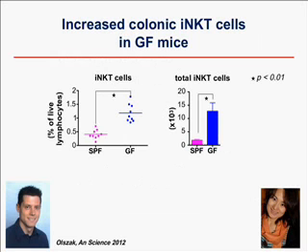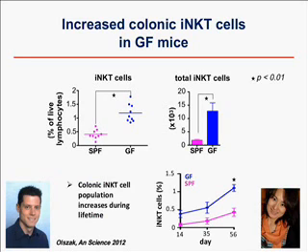This work has been published, so I'll go through it rather quickly, but the sentinel observation was that mice that are germ-free have an accumulation of NKT cells in the colon, very specifically in the colon, and to a lesser extent the small intestine. This occurred in the absence of any abnormalities of CD1 expression. And this accumulation of NKT cells was pervasive and additive and increased throughout the life of the animal.